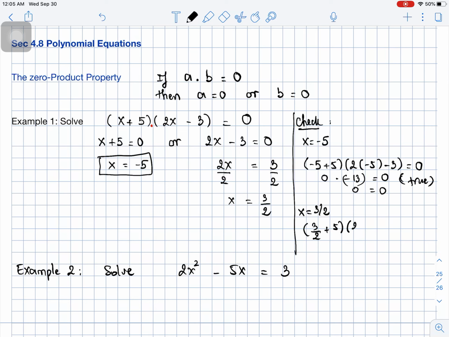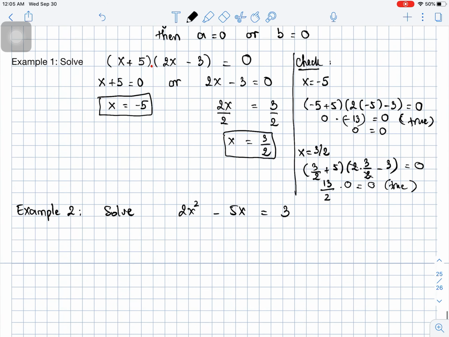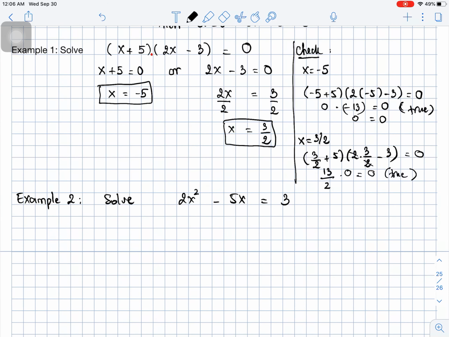When we plug in x equal to 3/2, we will get 3/2 plus 5 and 2 times 3/2 minus 3. The first parenthesis is 13/2. The second parenthesis, we will cancel out the 2 first, and then we're left with the 3 minus 3, that will be 0. This statement is also true. Then x equal 3/2 is an answer.